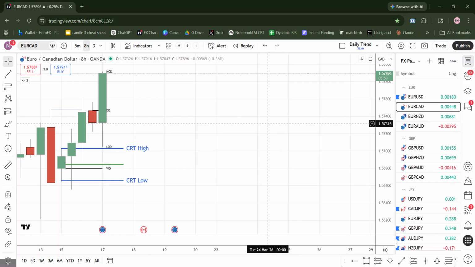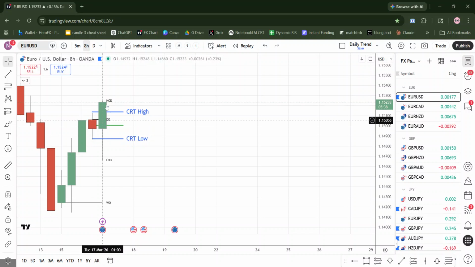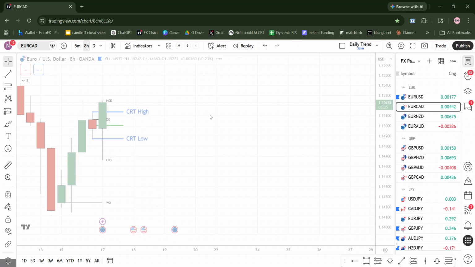EuroCAD. Yeah, this here is what I want to see EU do today. See candle two swept the low, closed above, and then candle three retraced and then exploded to the upside. So I want to see EU do this same thing, retrace and then go to the upside. But we'll see. But for now, though, on EuroCAD, I don't think, computer's going kind of slow.